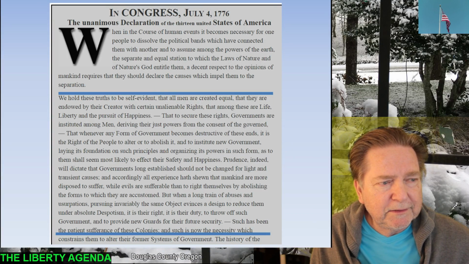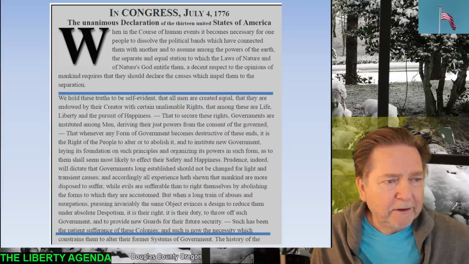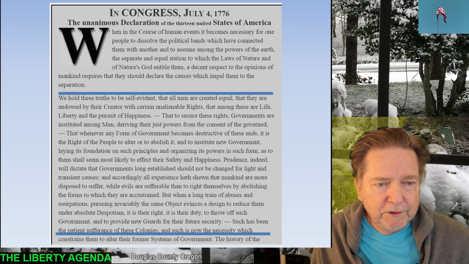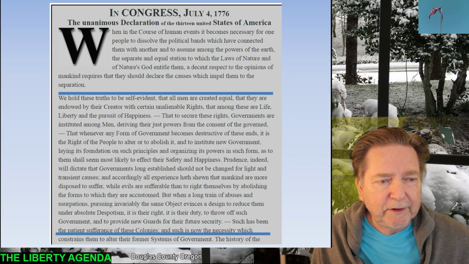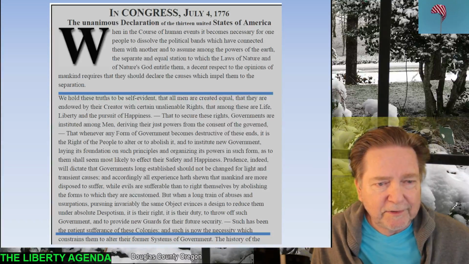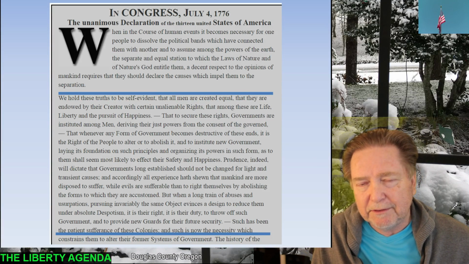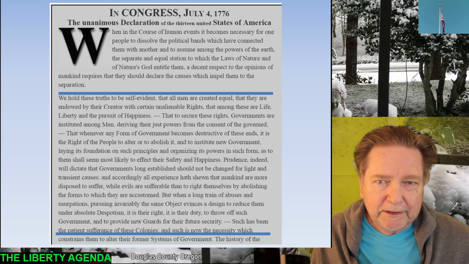I'll just read this. It says, "We hold these truths to be self-evident, that all men are created equal, that they are endowed by their Creator with certain unalienable rights, that among these are life, liberty, and the pursuit of happiness, that to secure these rights, governments are instituted among men, deriving their just powers from the consent of the governed."